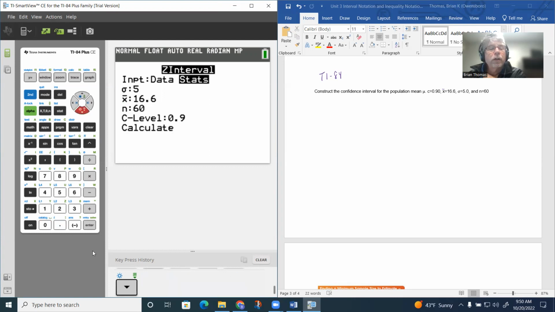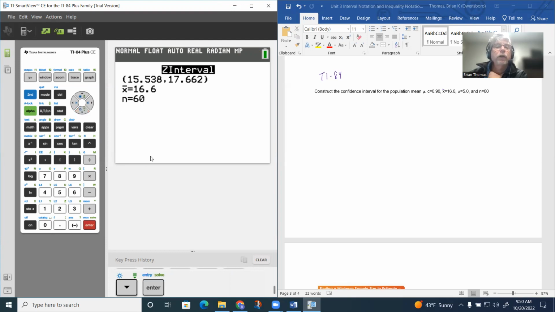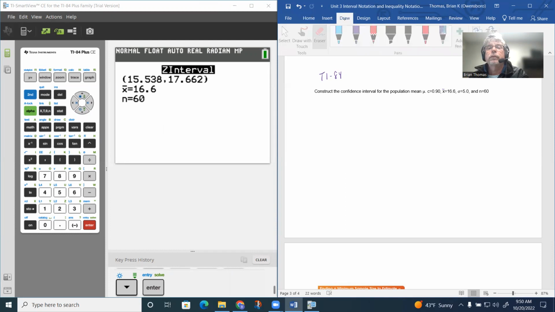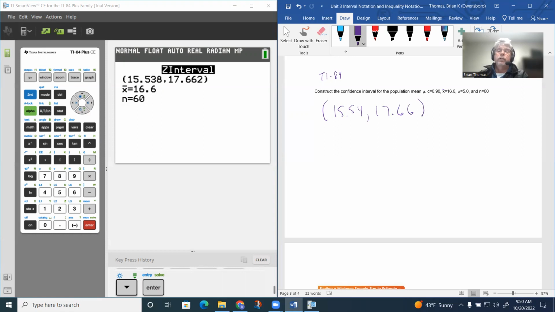So we come down here to calculate. Notice how it actually gives us our interval to the thousandths place. So if we again round it to the hundredths place, we can kind of see then we're having 15.54 to 17.66 if I round it 2 places to the decimal.